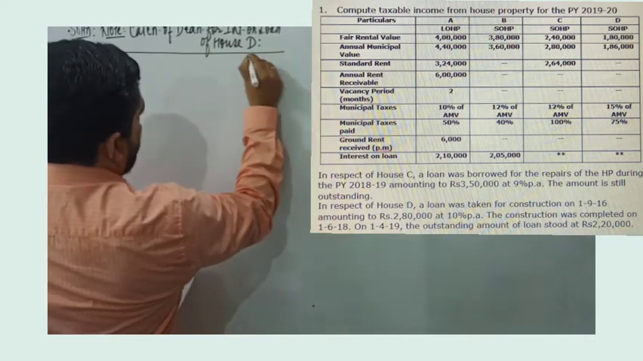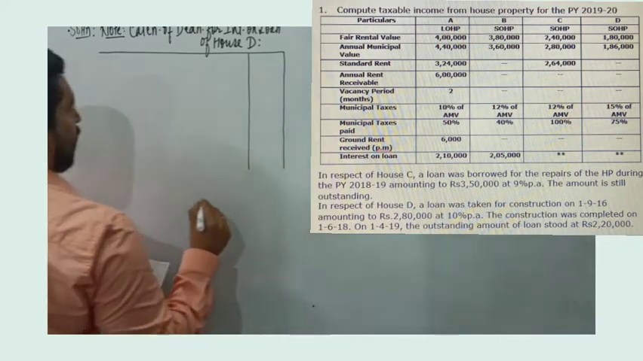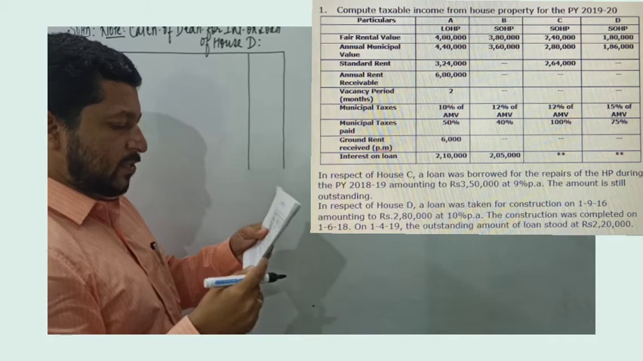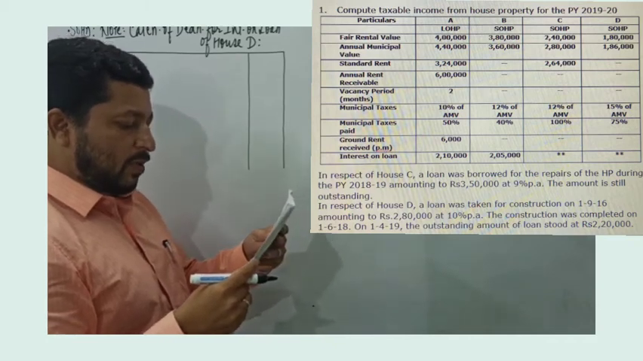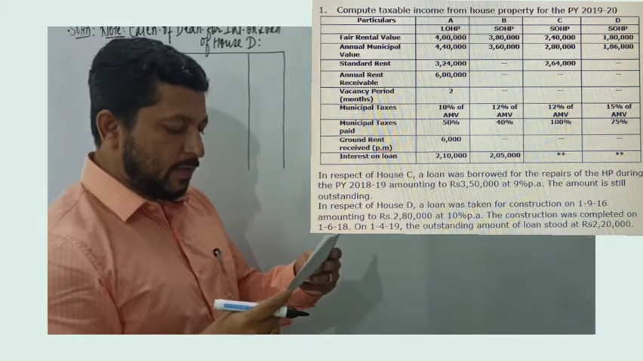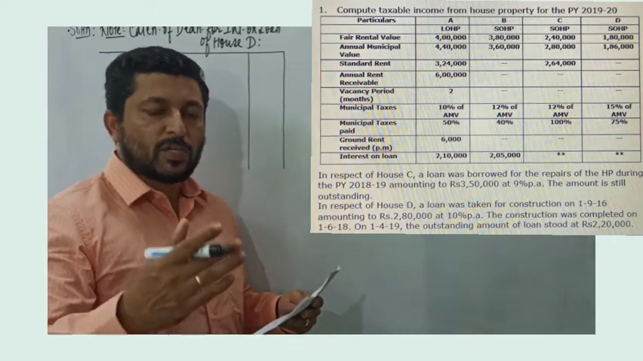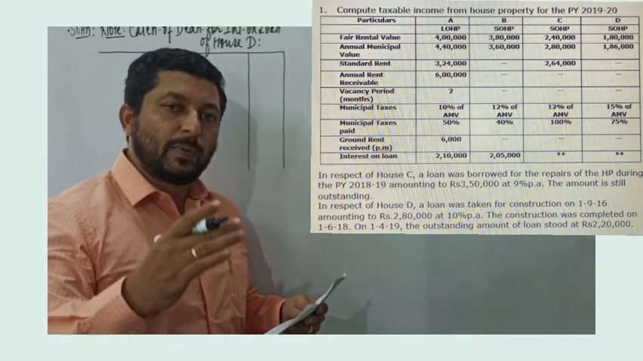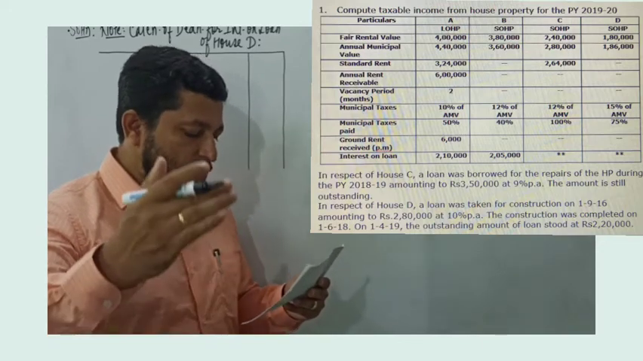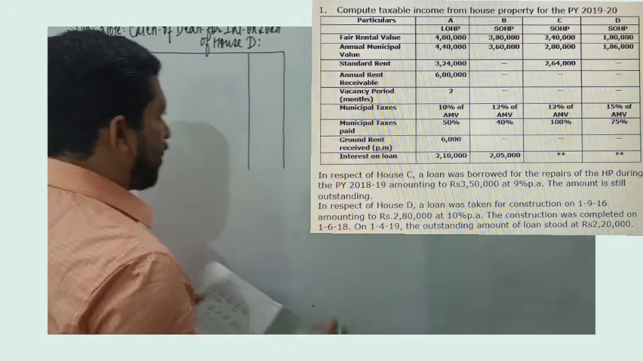There is pre-construction period interest given in this particular problem. Remember, this is a working note. In respect of House D, a loan was taken for construction on 1st of September 2016, amounting to 2 lakh 80,000 at 10% per annum. The construction was completed on 1st of June 2018. 1st of June 2018 is the previous year 18-19. We are in the previous year 19-20. So on 1st of April 2019, the outstanding amount of loan stood at rupees 2 lakh 20,000.